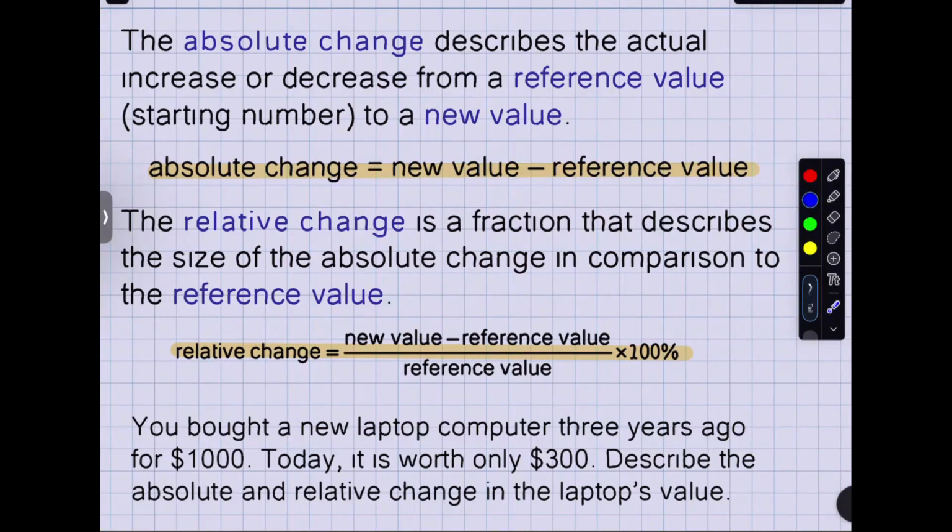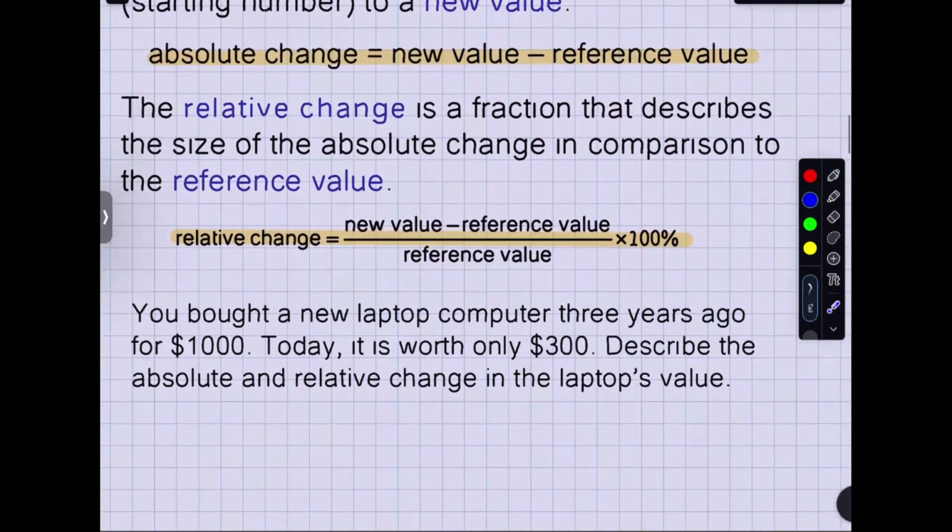So apply that to, you bought a new laptop computer 3 years ago for $1,000. Today it's worth only $300. Describe the absolute and relative change in the laptop's value. Go.